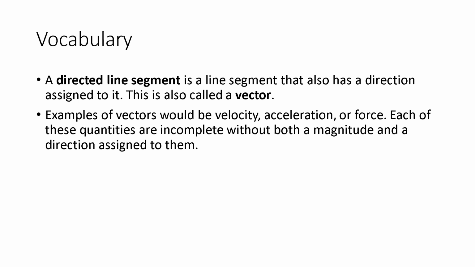A directed line segment is a line segment that also has a direction assigned to it. This is also called a vector. Examples of vectors would be velocity, acceleration, or force. Each of these quantities is incomplete without both a magnitude and a direction assigned to it.